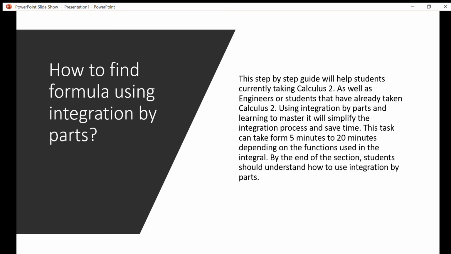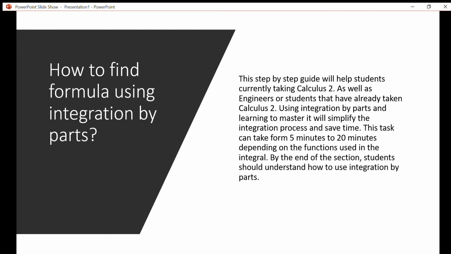Now, how do we find formulas using integration by parts? This is a step-by-step guide that will help students currently taking Calculus 2, as well as engineers or students that have taken Calculus 2. Using integration by parts and learning to master it will simplify the process and save time. This task can take from 5 to 20 minutes depending on the functions used in the integral. By the end of the section, students should understand how to integrate by parts.